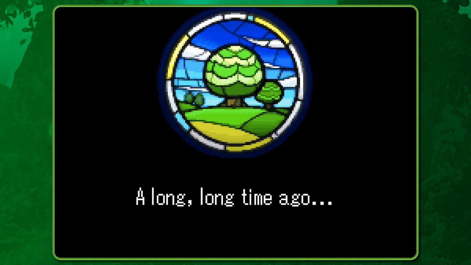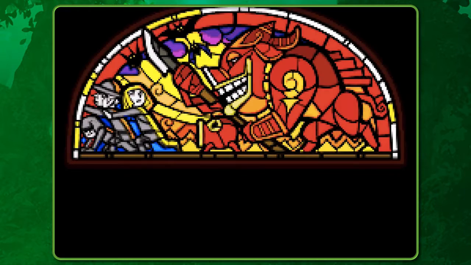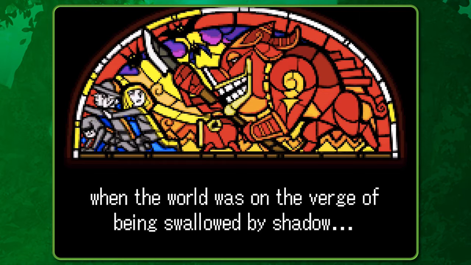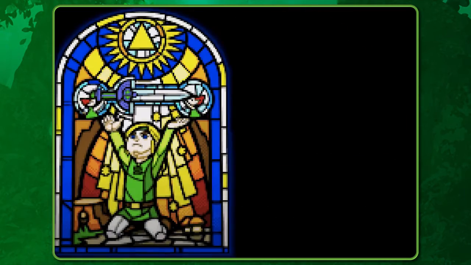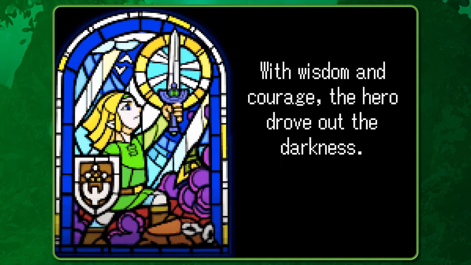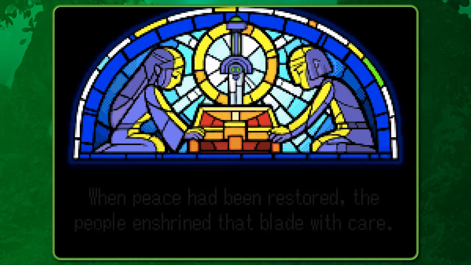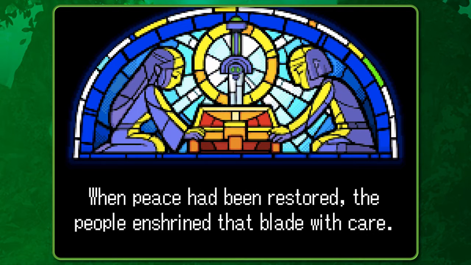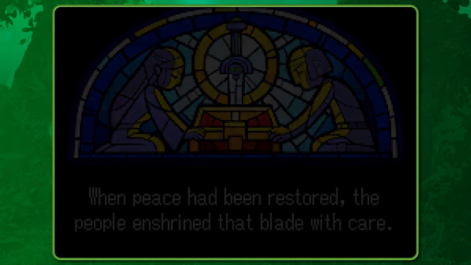Cutscene time. Okay, so are we narrating this? A long, long time ago, when the world was on the verge of being swallowed by a shadow, the tiny Picori appeared from the sky, bringing the hero of men the sword of light. With wisdom and courage, the hero drove out the darkness. When peace had been restored, the people enshrined that blade with care and tenderness. So tender.